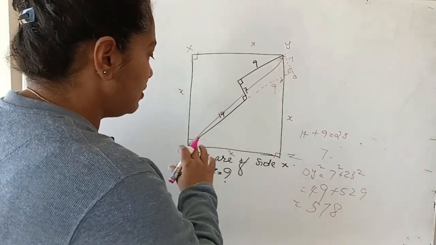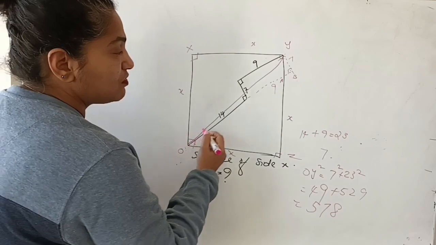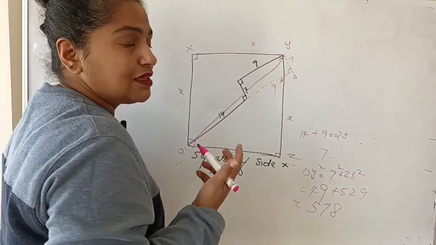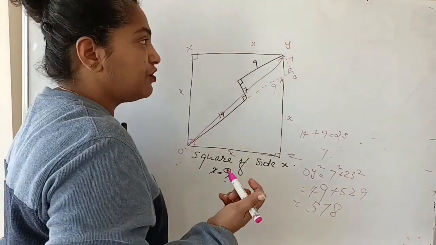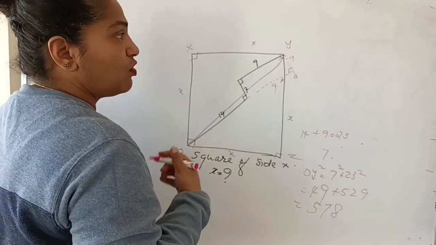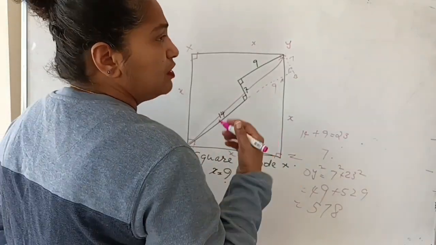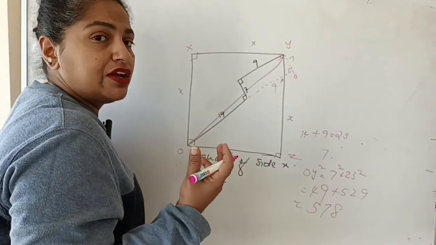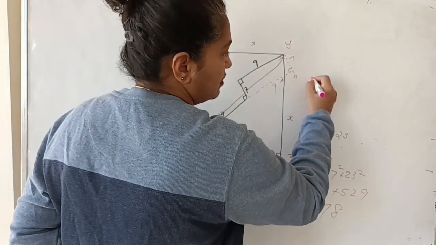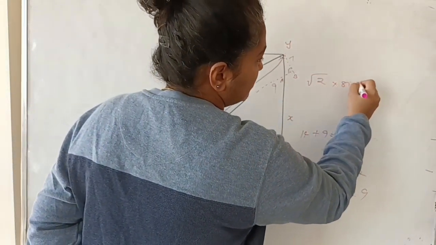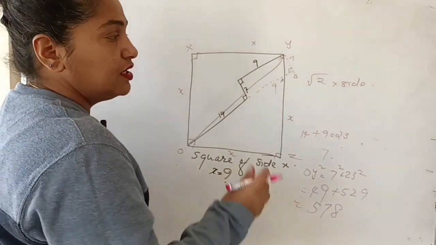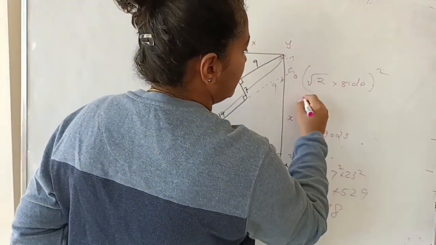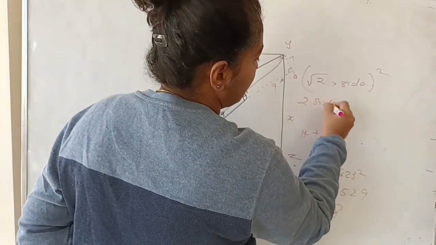So we know the value of OY square. Now this OY is actually the diagonal of the square. It is joining the two opposite vertices O and Y. So OY becomes the diagonal of a square. What is the formula for finding out the diagonal of a square? It is root 2 into side. Correct. So the square of that will give me 2 into side square.